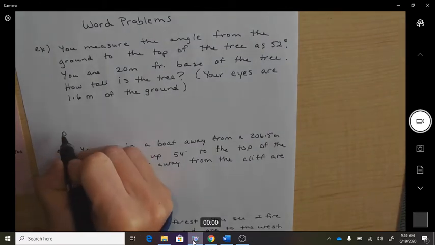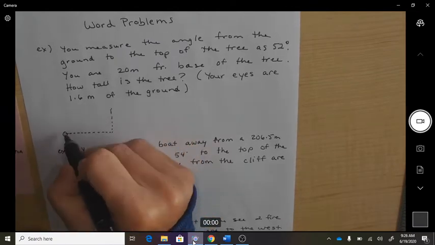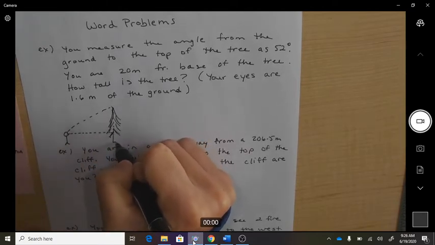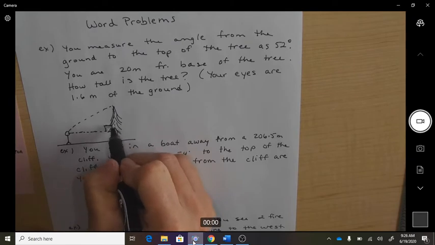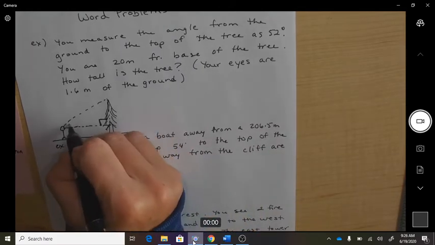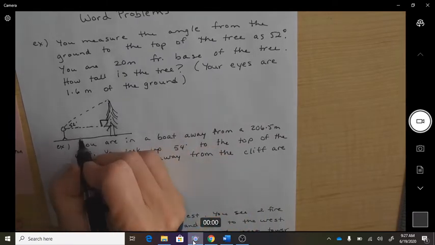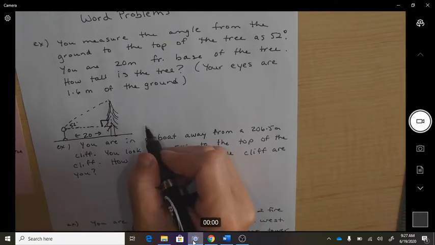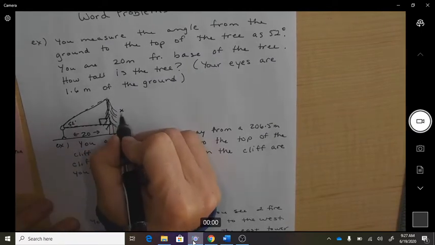Okay, so here you are, your eyes, and then you have a tree here, and the ground. Okay, so we're going to make a right angle with the tree. So when you look up to the top of the tree, it's a 52-degree angle. And you know that you are 20 meters of a distance from the base of the tree. How tall is the tree? Okay, so we're going to take this triangle and we're going to figure that out.